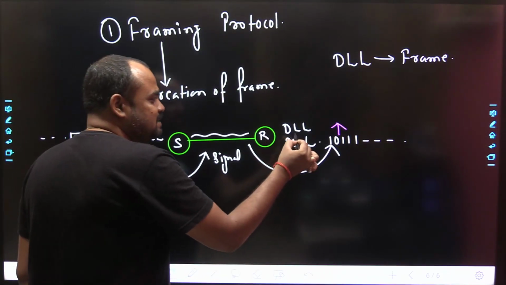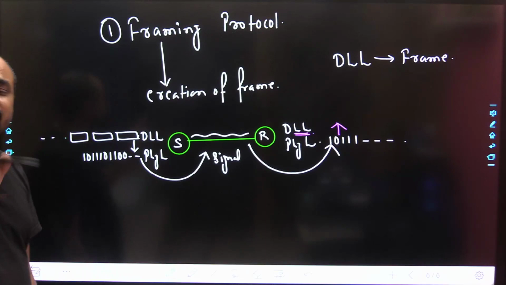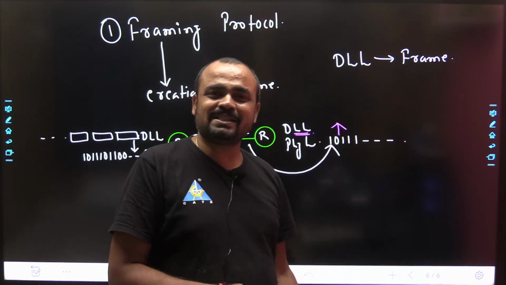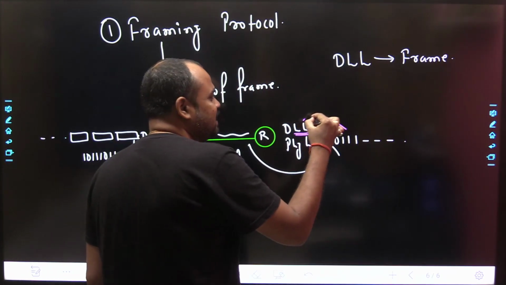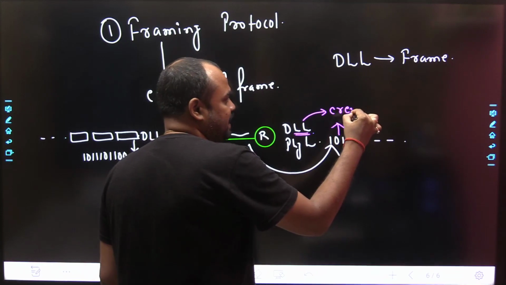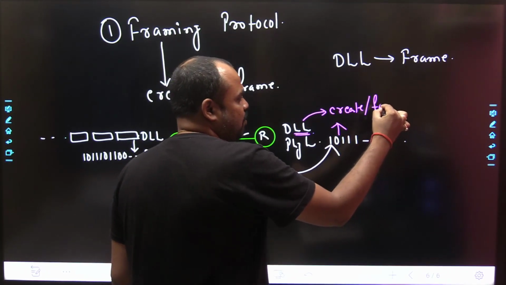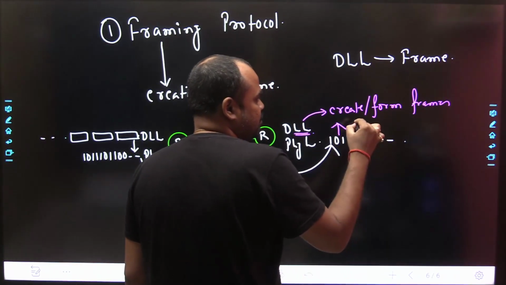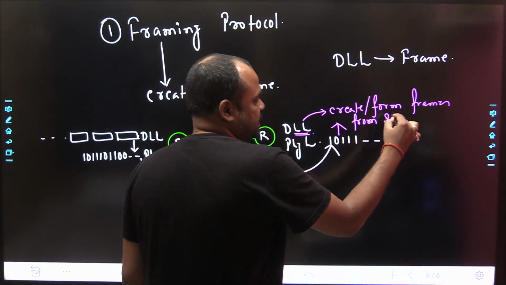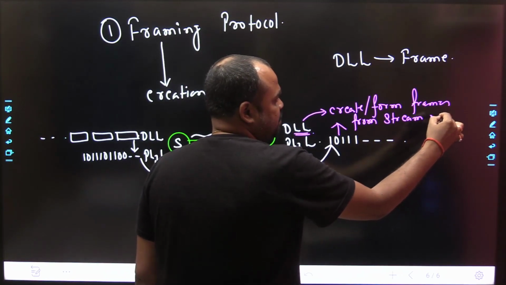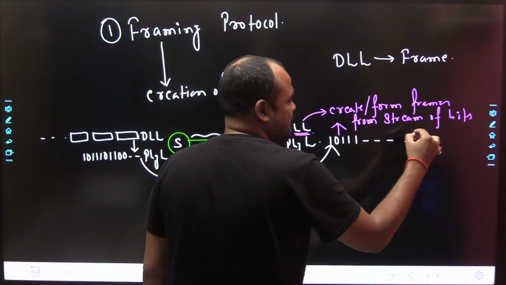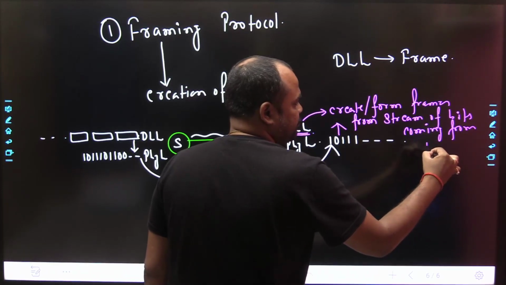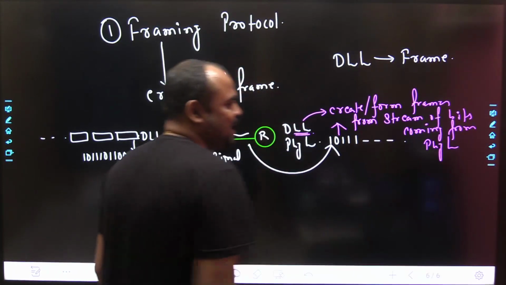Now, what is the responsibility of the data link layer? What is the first responsibility of the data link layer? Creation of frames from this sequence of bits. So here what will the data link layer do? It will create, or you can say form, frames from the stream of bits coming from the physical layer. Are you getting my point?